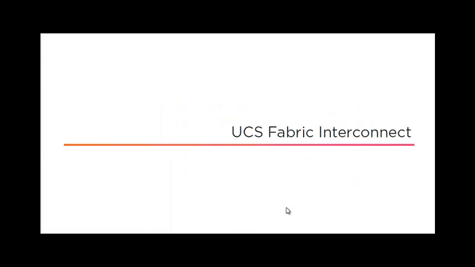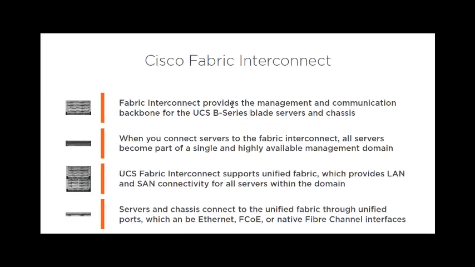Now, Cisco Fabric Interconnect. Fabric Interconnect provides the management and communication backbone for UCS B series blade servers and chassis. The management and communication backbone. How do we configure the servers? From the manager that we got on that Fabric Interconnect. So the Fabric Interconnect has a UCS Manager. Using that manager GUI, we communicate to the servers, and it's the same Fabric Interconnect that helps to manage the servers and the chassis.